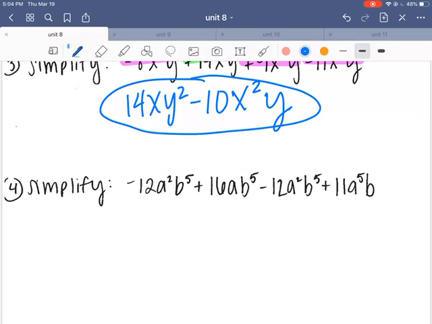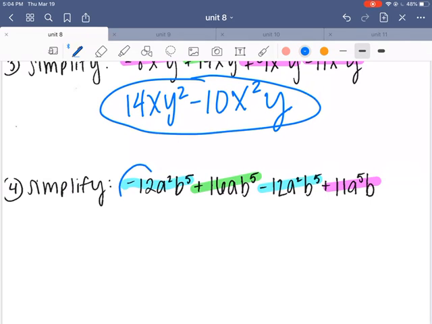Last one. You're looking, and we've got negative 12 a squared b to the 5th. I need another a squared b to the 5th. Here's another one. Nope, not those. 16, I have a b to the 5th. This is a 5b, so that's different. Oh, we do not want that to be the same. So we're going to go ahead and make that a different color because that is different.